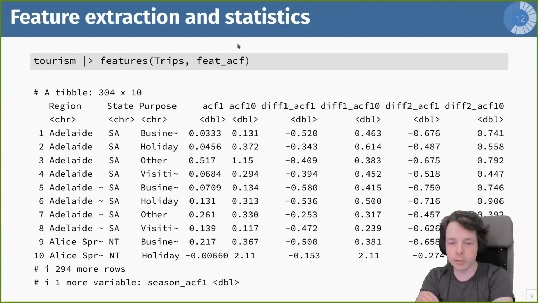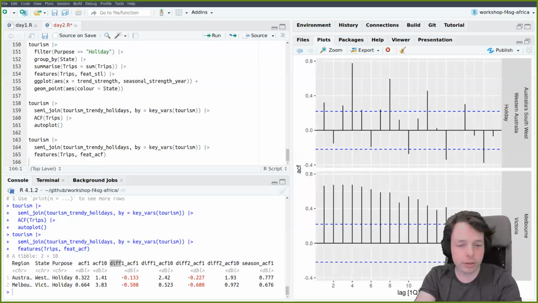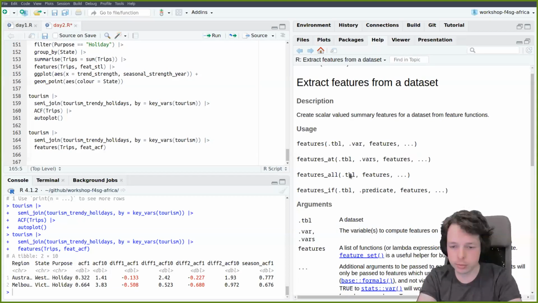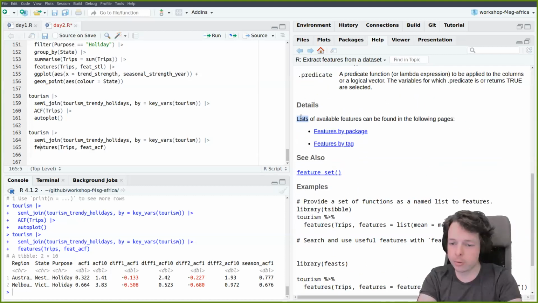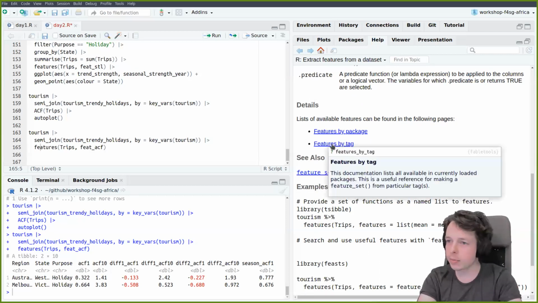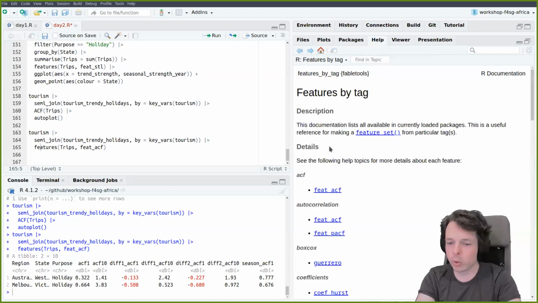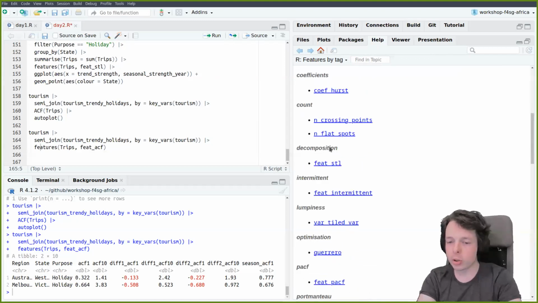So there's many different types of features that exist, and it's not just ACF features and STL features. So if we look at the features help function, you can see that a list of features available can be found in these links. So if we click on features by tag, we can see a list of all of the features that are available. We've seen only a few of these.